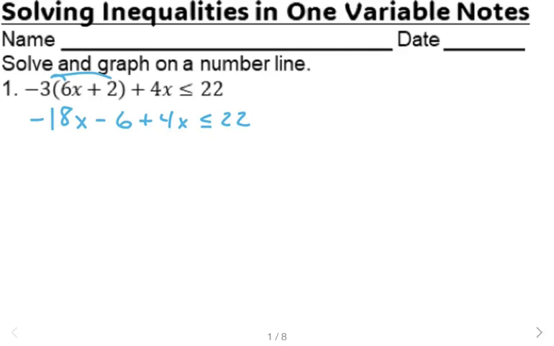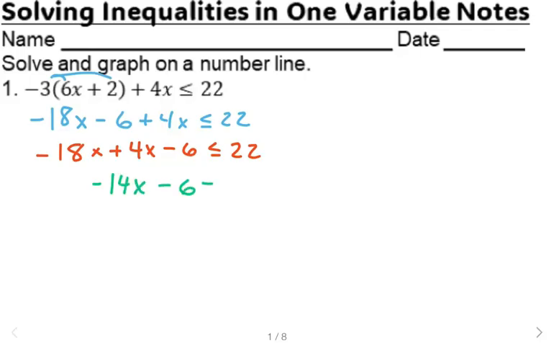If you want to use the commutative property of addition here, you can switch this order and put the plus 4x in front of the minus 6. Now that minus needs to stay with the 6. Now we can combine these like terms. That negative 18x plus 4x is negative 14x. Still have that minus 6.